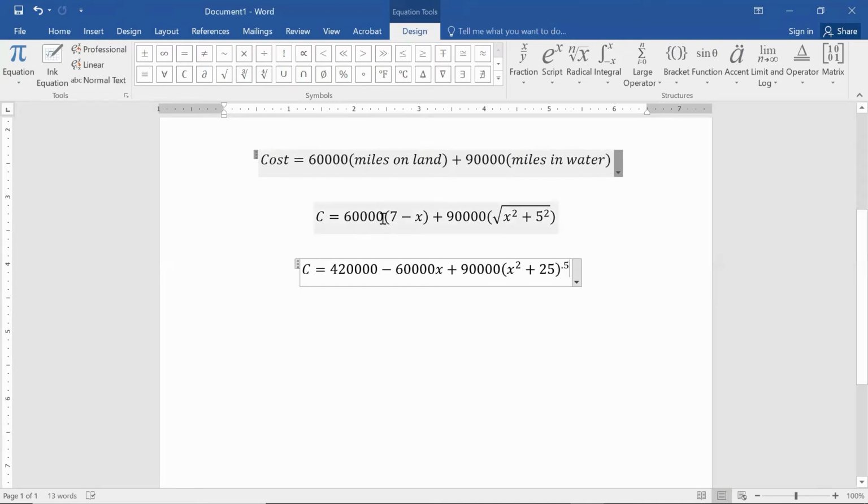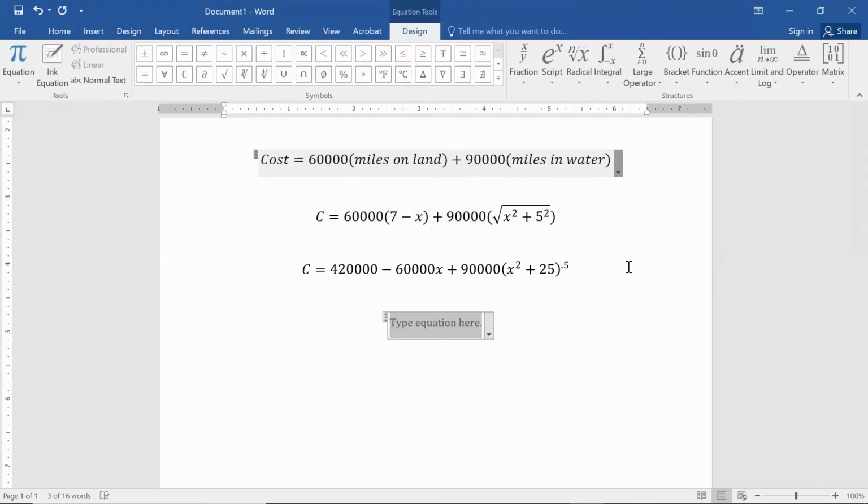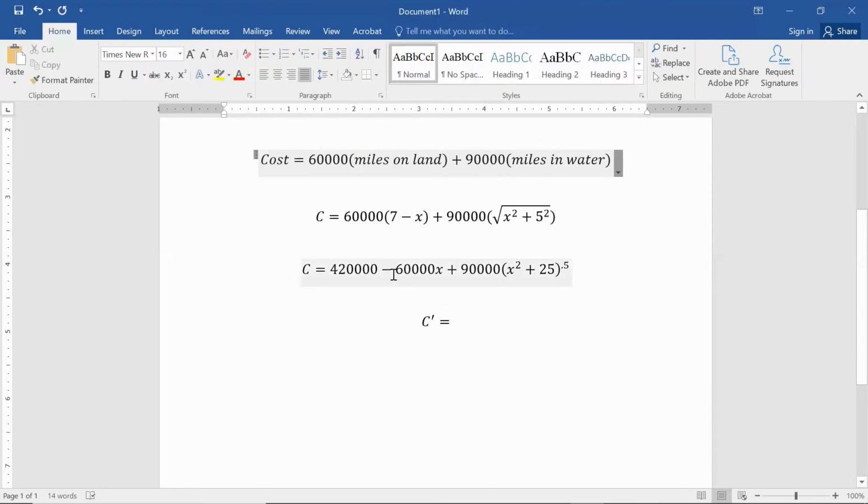I multiply the 60,000 through because it's easier to take derivatives in this form. Now I can look for critical values of this cost function by taking C prime. The derivative here, derivative of 420,000 is 0. Derivative of minus 60,000 times x is negative 60,000.